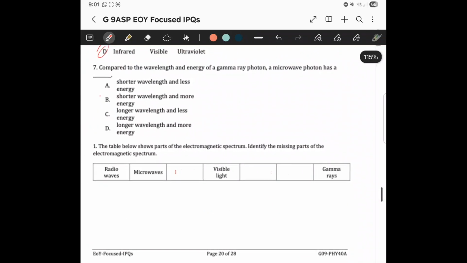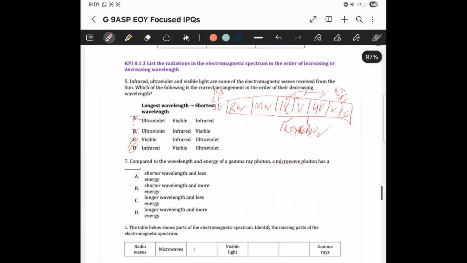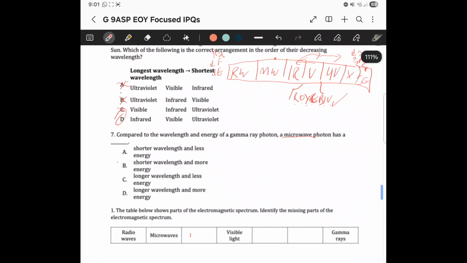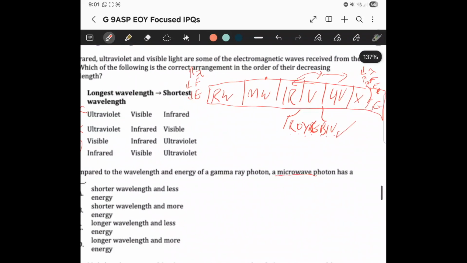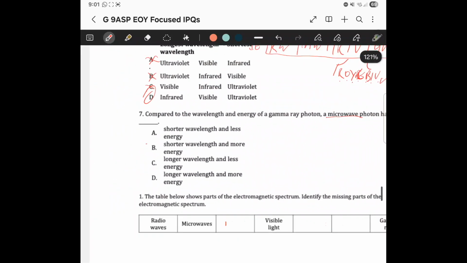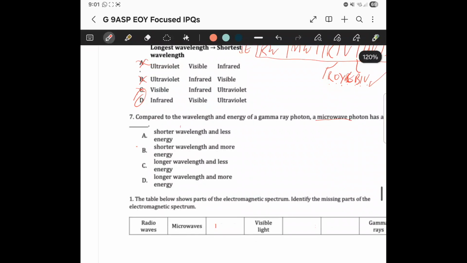Compare the wavelength of energy, gamma, microwave. Okay, gamma, microwave. Very nice. So let's figure it out. So we're saying a gamma ray photon, a microwave photon has. So the microwave, look at this, microwave's here. Gamma's over here. So microwave is on the left. This has a bigger wavelength, smaller frequency, smaller energy. So microwave has a bigger wavelength, smaller frequency, smaller energy. So shorter wavelength is wrong.